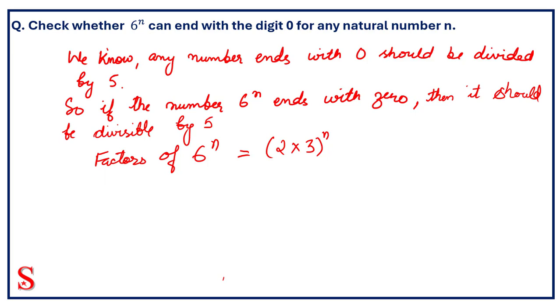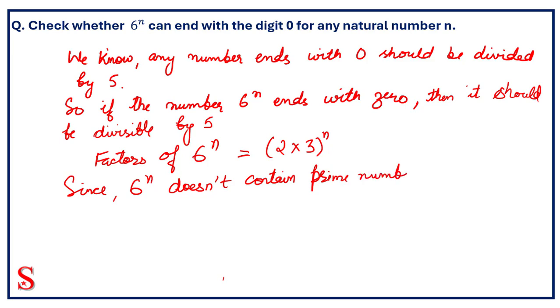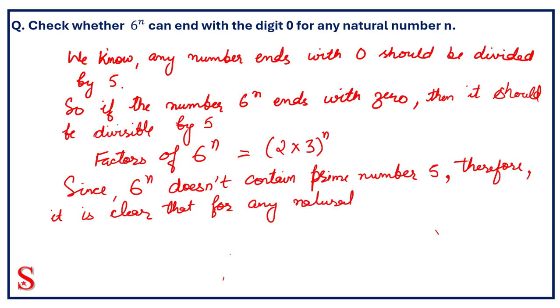Hence, we'll write here that since 6n does not contain the prime number 5, therefore it is clear that for any natural number n, 6n is not divisible by 5.